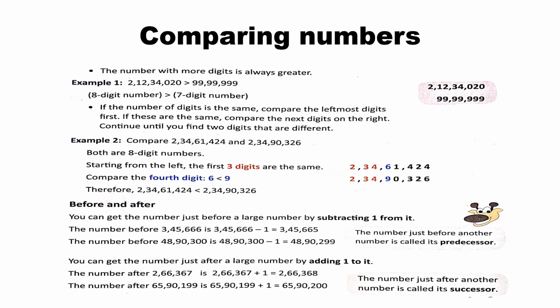Comparing numbers. How to compare the numbers? The number with more digits is always greater. Always for the comparison, we first look at the number of digits. The number with more digits will always be greater. If the number of digits is the same, then we have to compare the leftmost digits.